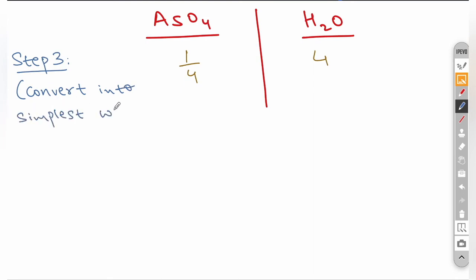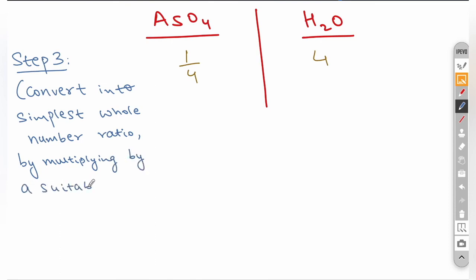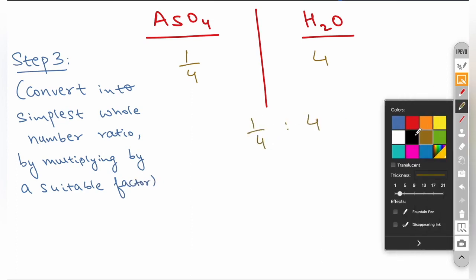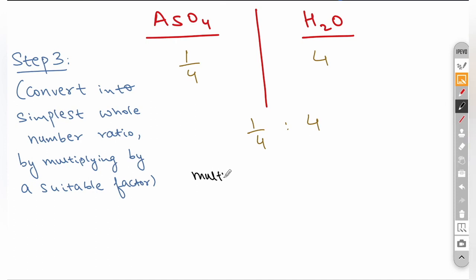Convert into simplest whole number ratio by multiplying by a suitable factor. Guess what is the suitable factor here? It is clearly 4. So 1 by 4 : 4, multiplying both sides by 4. So 1 by 4 into 4 is to 4 into 4.